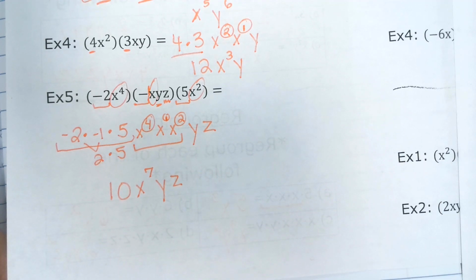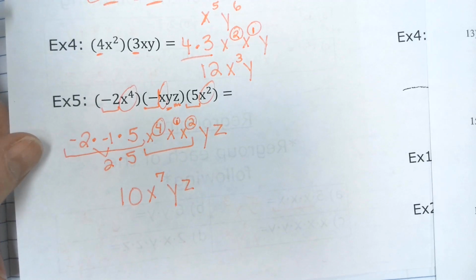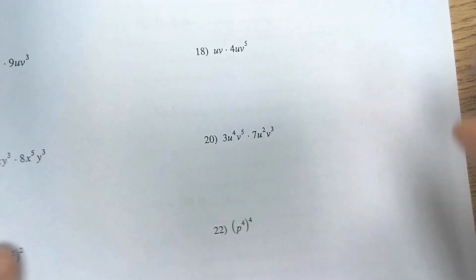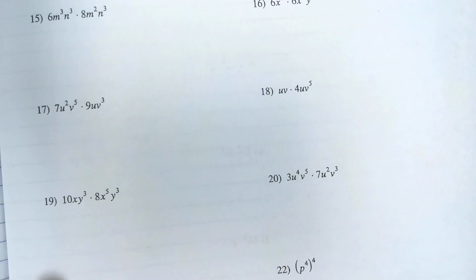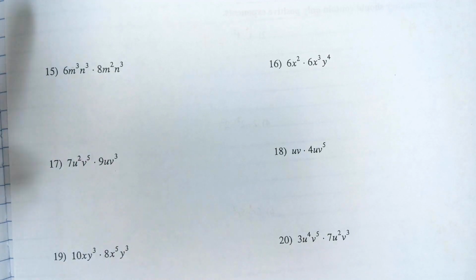All right, so even if there's a ton of variables, coefficients, you do the same thing. You reorganize them, multiply, add your exponents for like bases. So let's look. Which one do you think is the hardest one out of 13 through 20? Do any of them look crazy hard? Let's go ahead and start with 13.